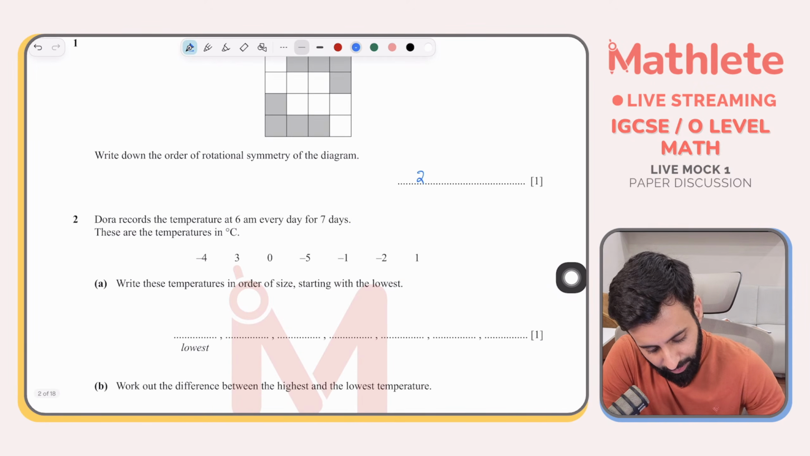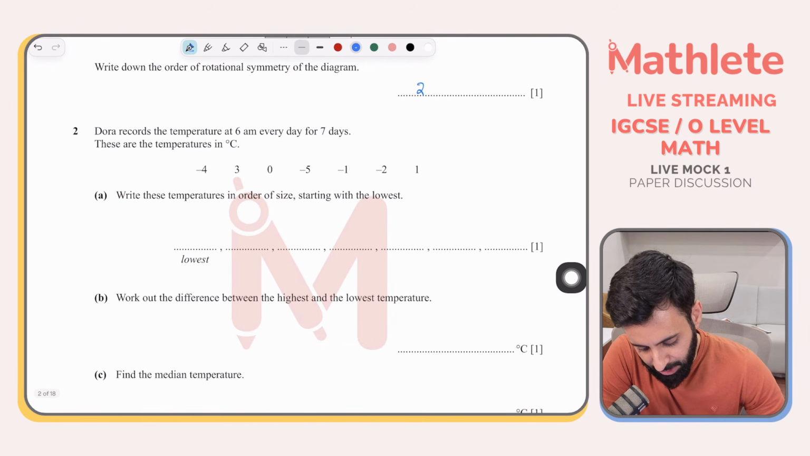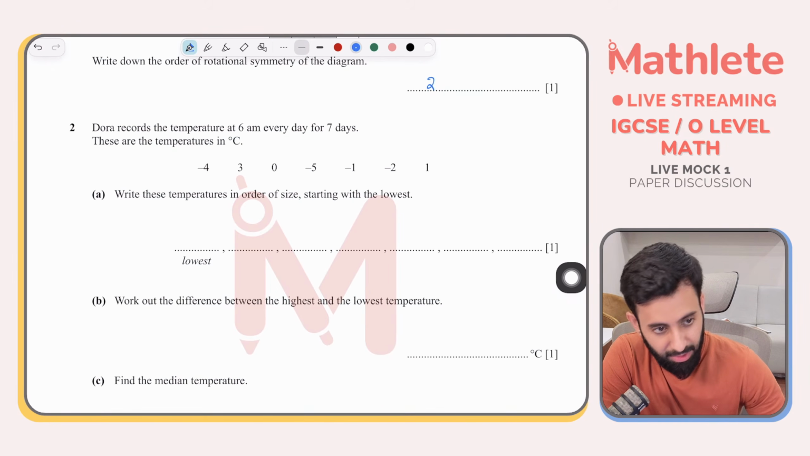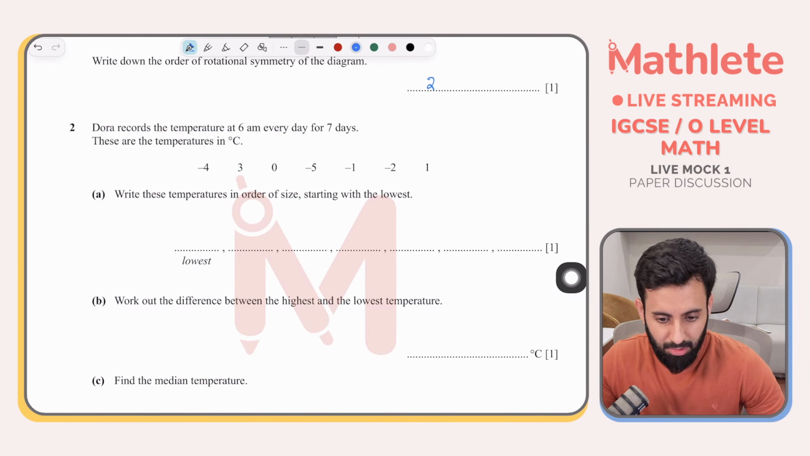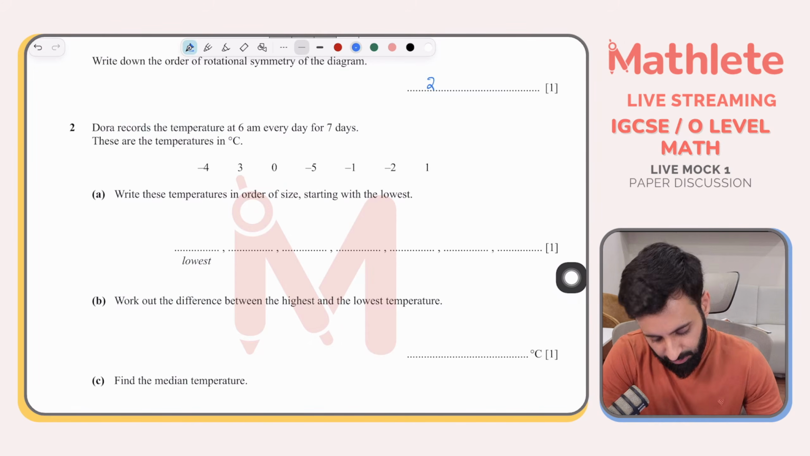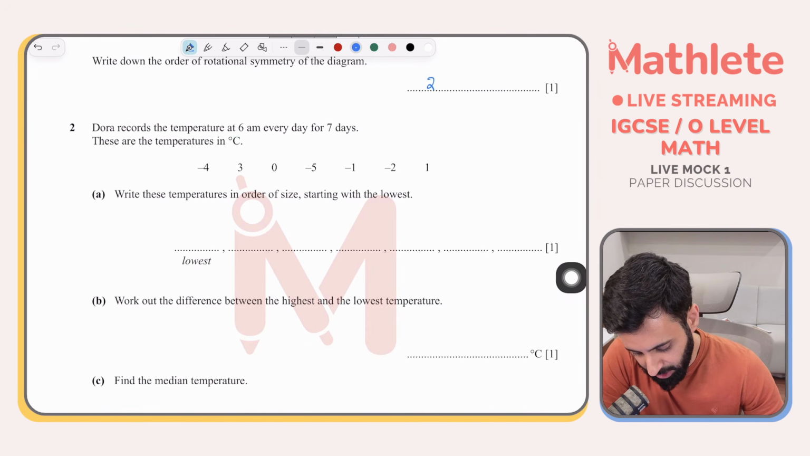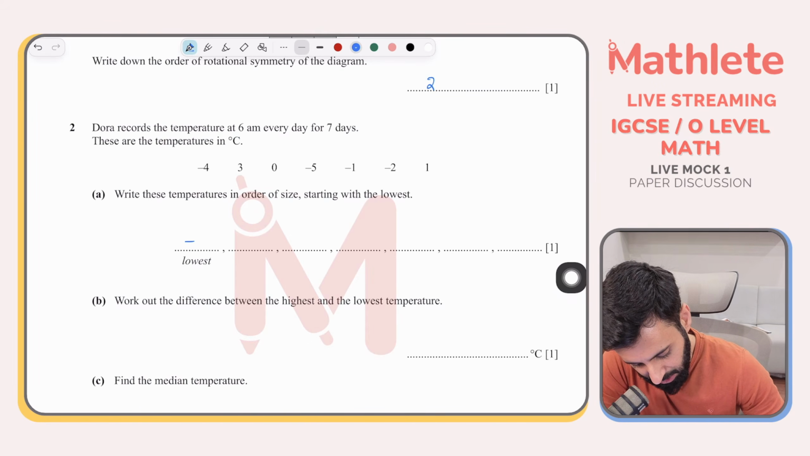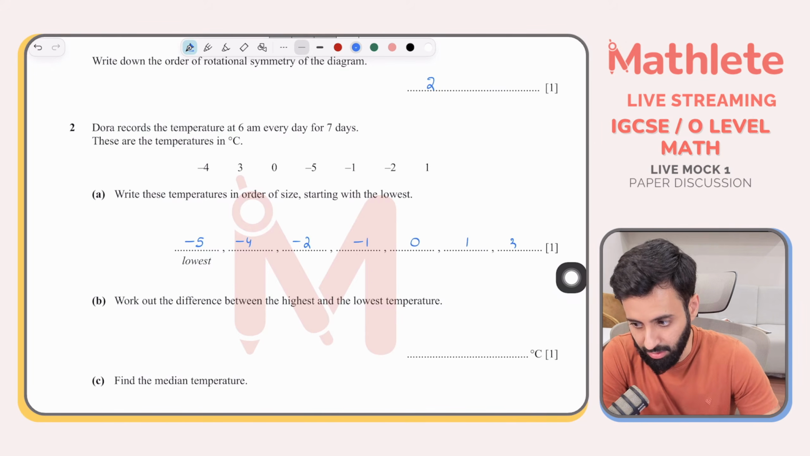Dora records the temperature at 6 a.m. every day for 7 days. All right. So what is the question asking? The question says, write these temperatures in order of size starting with the lowest. So I can see the smallest is -5. After that, there's -4. Then after that, there's -2. Then after that, there's -1. Then after that, there's 0. Then after that, there's 1. Then after that, there is 3.